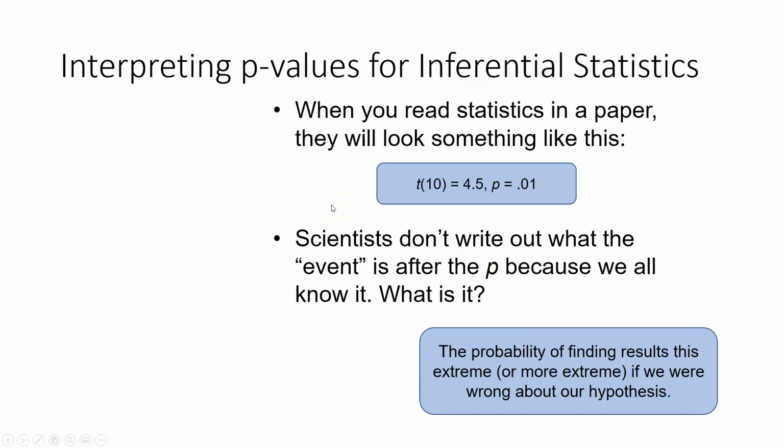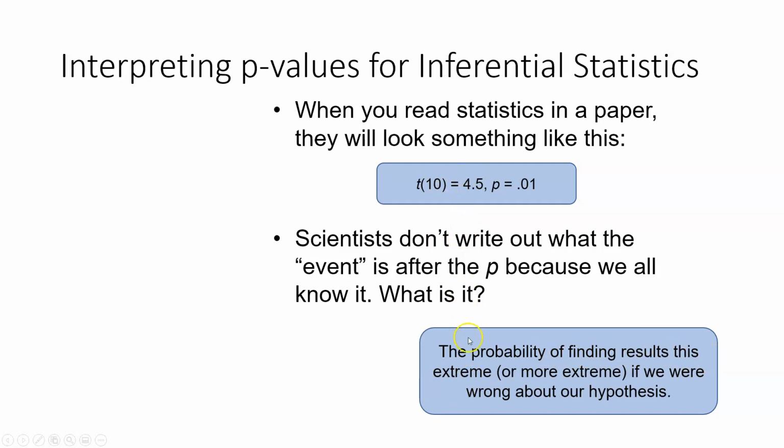So, when you come to a statistic in a scientific paper, you will often see something written like this. It might say like t parentheses 10 equals 4.5, comma, p equals 0.01. This p right here deals with exactly what we've been doing the entire module up till now. This p is saying the probability of drawing a score like this just by chance. Scientists don't write out what the event is in parentheses after this p because we already all know it. It's just standard scientific jargon. And what is that p? It represents the probability of finding results this extreme, whatever that statistic is.